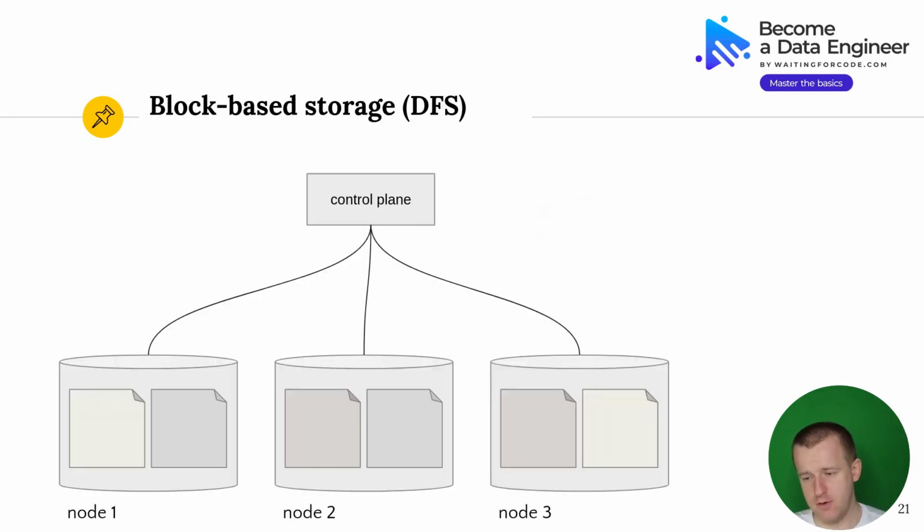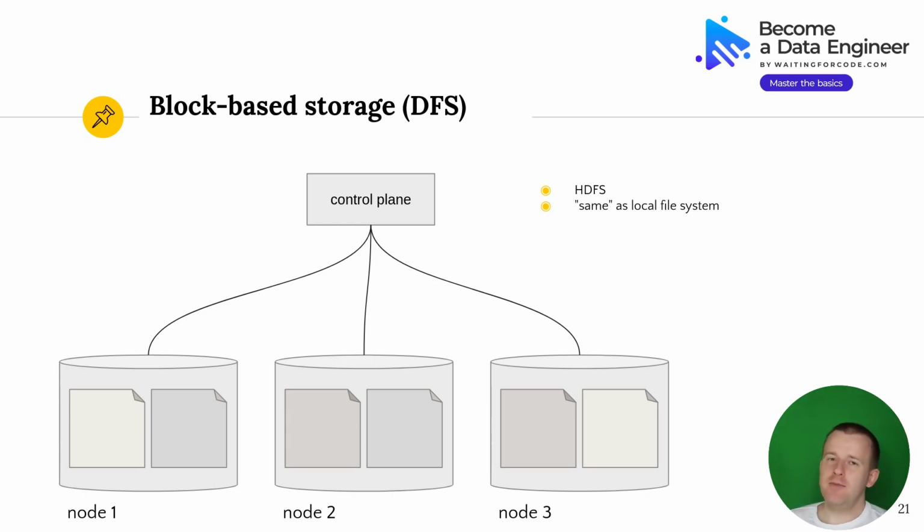So now there are also more file-based data stores, like block-based storage in a distributed file system, when we have a control plane that knows where each part of data is located, so on which node. You can see here that we have 3 different files by the colors, and each file is replicated on 2 different nodes, and that's why we are talking about distributed file system. A classic example of distributed file system is HDFS from the Hadoop framework.